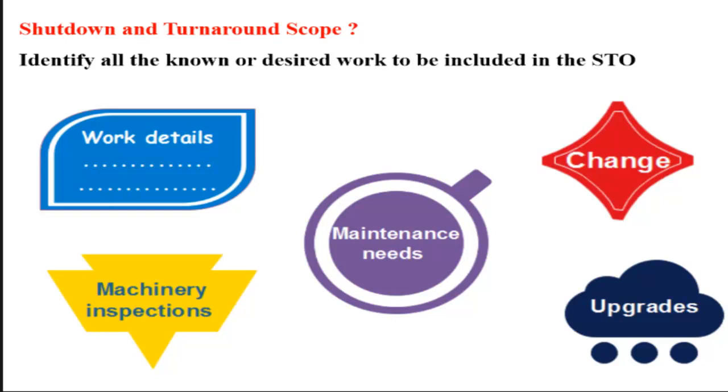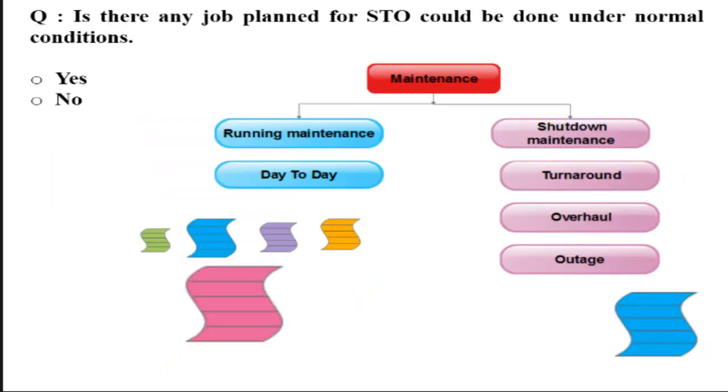The aim of scope is mainly to eliminate all non-essential and non-turnaround items or activities. There is a very essential question we have to ask: is there any job planned or to be included in the STO scope that could be done under normal conditions or during the running or production time?